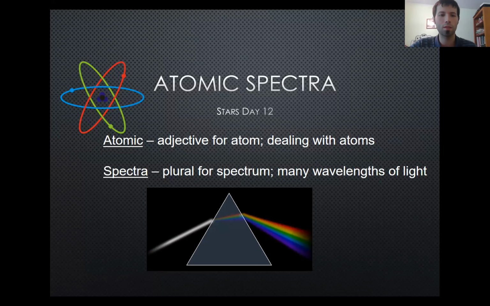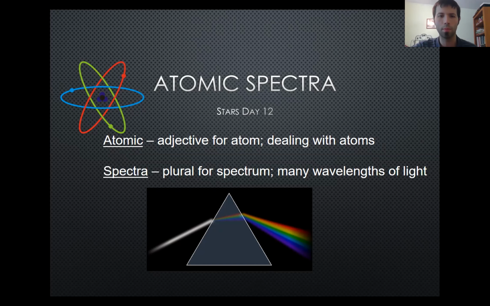So atomic spectra. Let's just break down those two words for a second. When I say the word atomic, that just means it's an adjective for atom, something to do with atoms. Spectra is the plural of the word spectrum. So spectrum is singular, spectra is more than one spectrum. And it just means many wavelengths of light. So wavelengths of light, what do I mean by that?